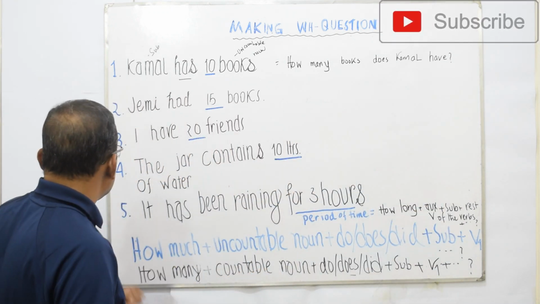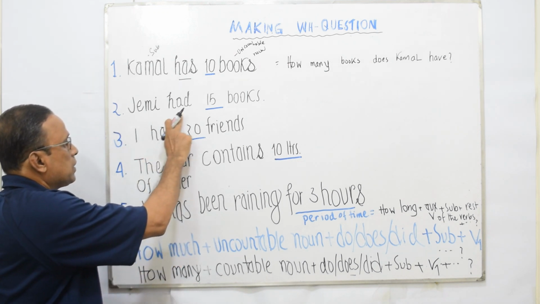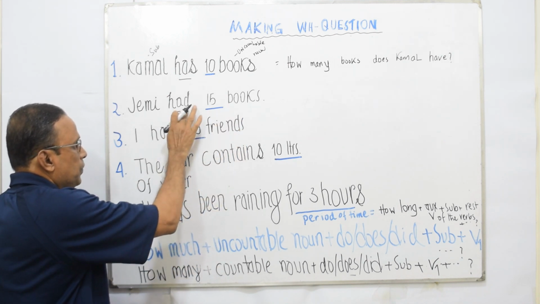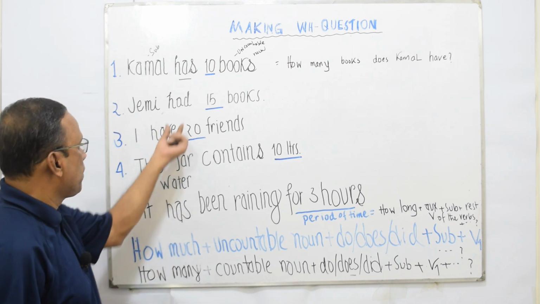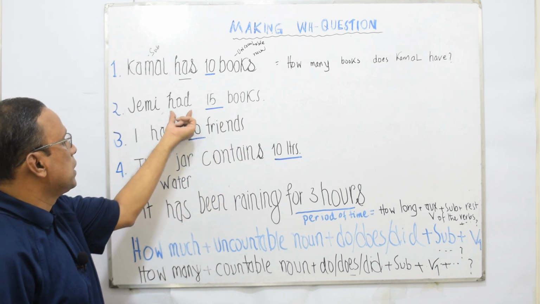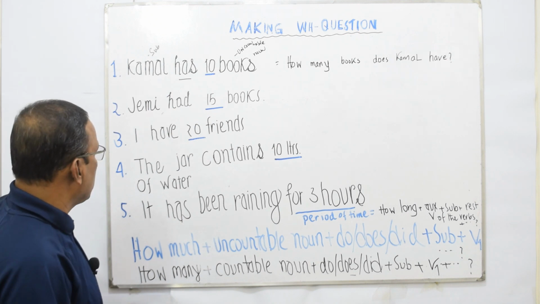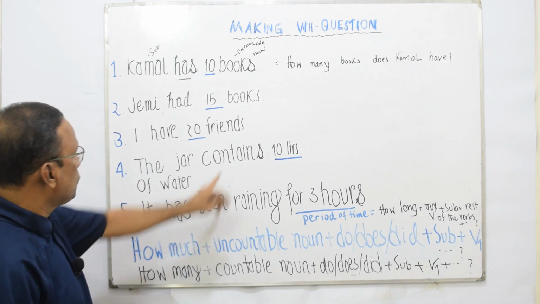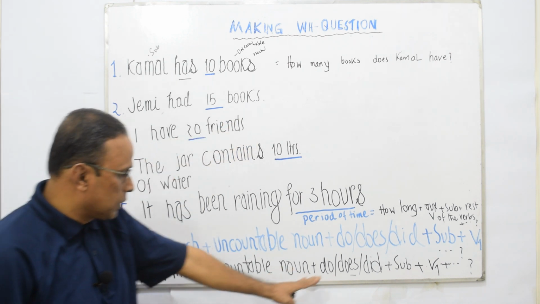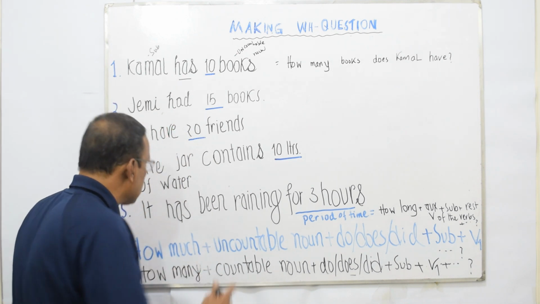Let us have a look at sentence number 2. The sentence is, Jamie had 15 books. This is the only verb you can see, had. This is the main verb here. No doubt this is a have verb, but in its past form. This is also a countable noun. So we have to use the same structure: how many plus countable noun plus the auxiliary. Okay, let us try.